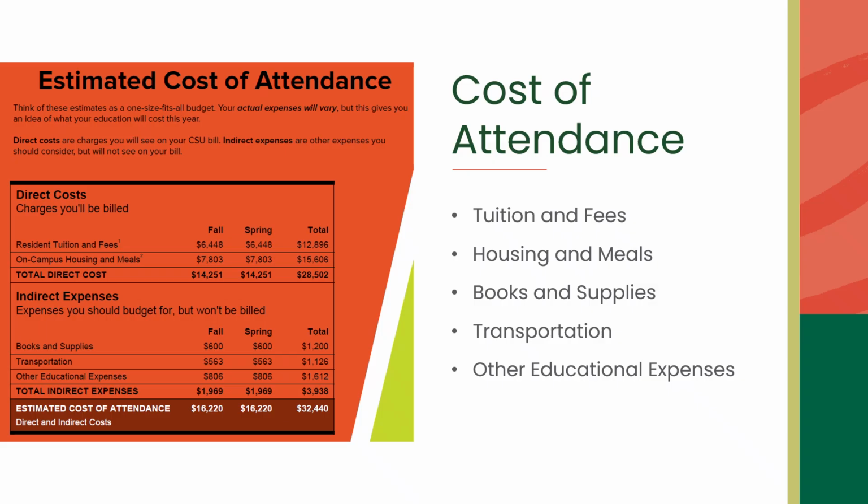Indirect costs include books and supplies, transportation, and other educational expenses. Again, we have broken the costs down by the semester and then for the academic year. In this example, the total academic year indirect costs are $3,938. At the bottom line, we have then taken the total of the direct and indirect costs and combined them for a total of $32,440 for the year.